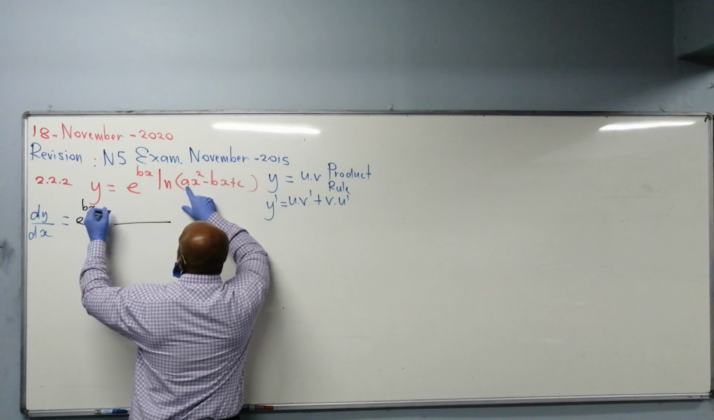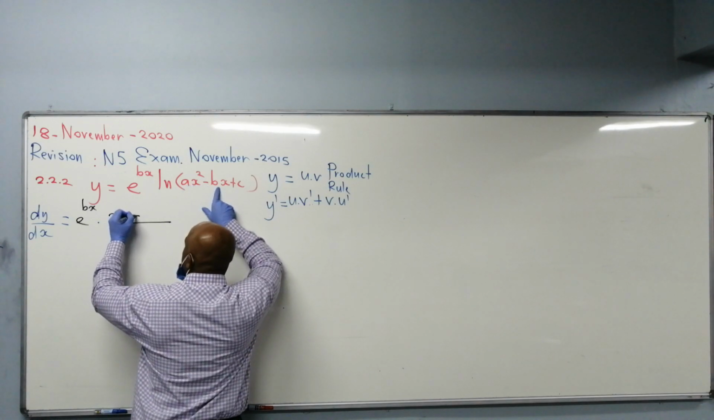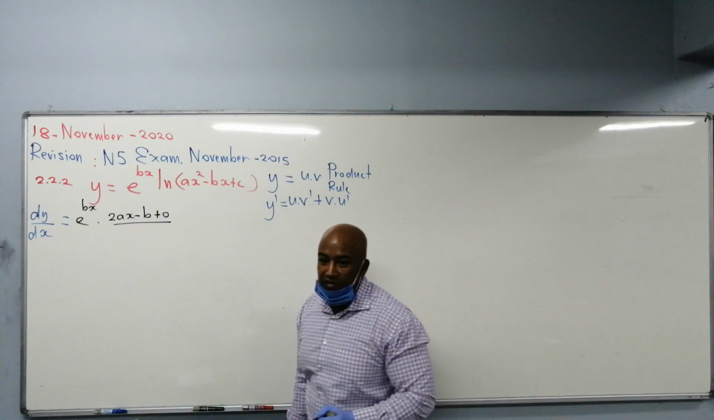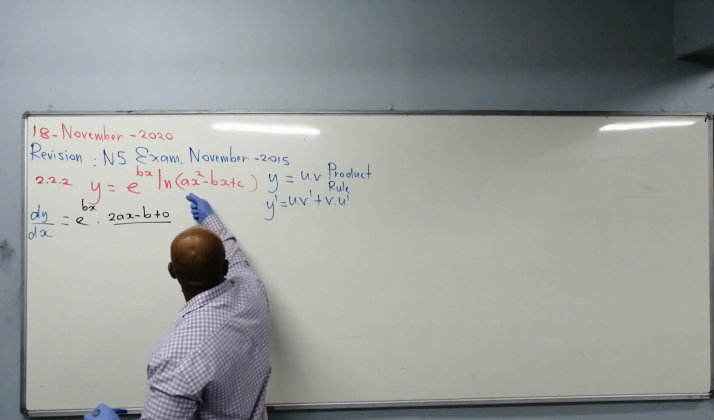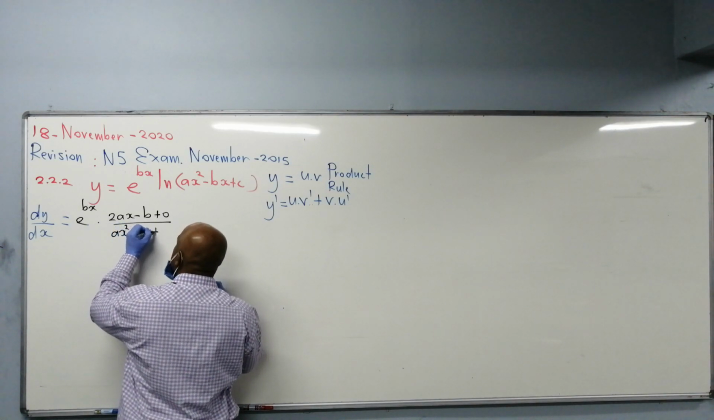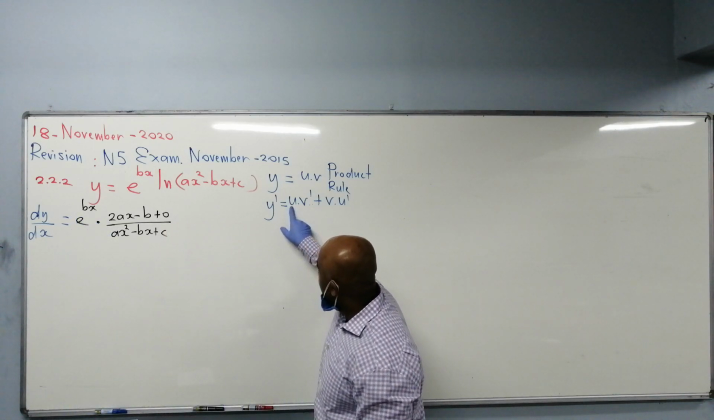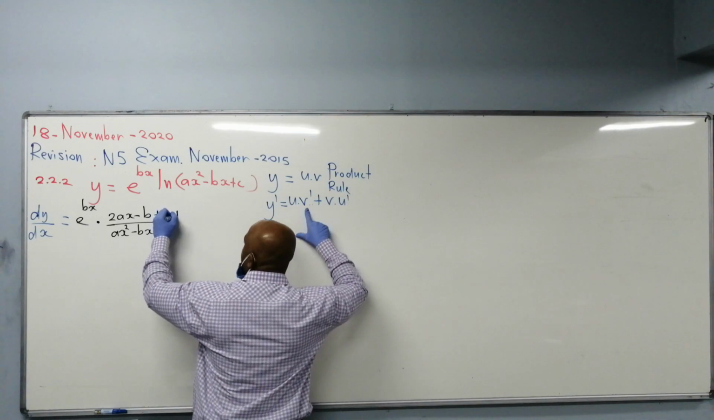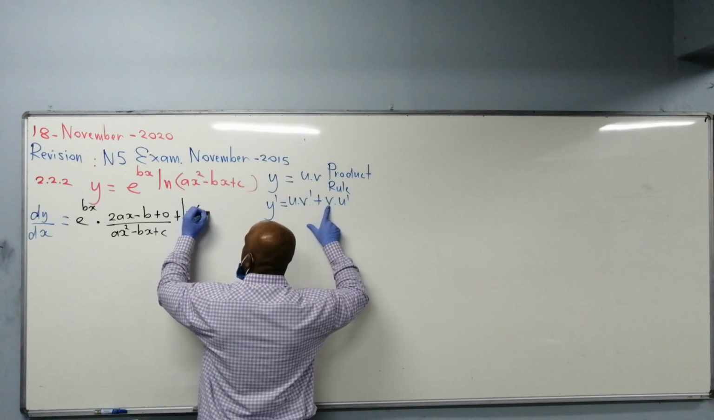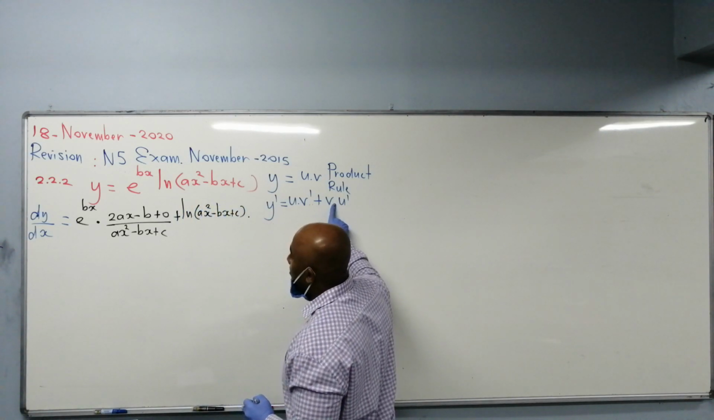So this is going to be the derivative of ax squared is going to be 2ax. Derivative of minus bx is minus b. Derivative of plus c is going to be 0. Derivative of a constant is 0. So that's f prime x divided by f of x, which is ax squared minus bx plus c. So that's our multiplication there. That's my u times v prime plus v, which is the original second term there, which is ln ax squared minus bx plus c, times u prime.